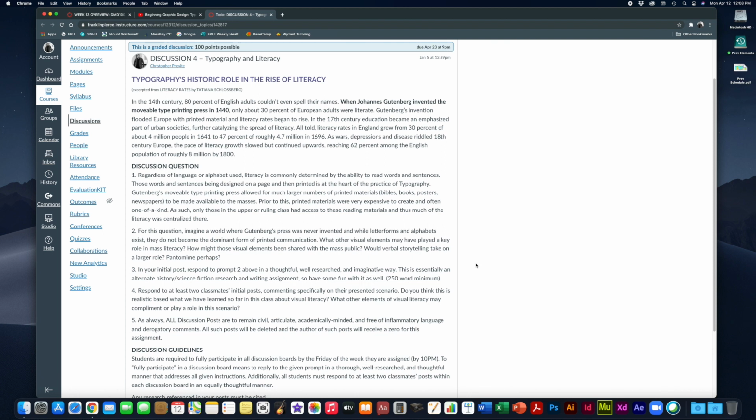Okay, so the discussion question this week is, regardless of language or the type of alphabet that is used, literacy is commonly determined by the ability to read words and sentences. Those words and sentences being designed on a page and then printed is at the heart of the practice of typography. Gutenberg's movable type printing press allowed for much larger numbers of printing materials, like we just said, Bibles, books, posters, newspapers, to be made available to the masses.